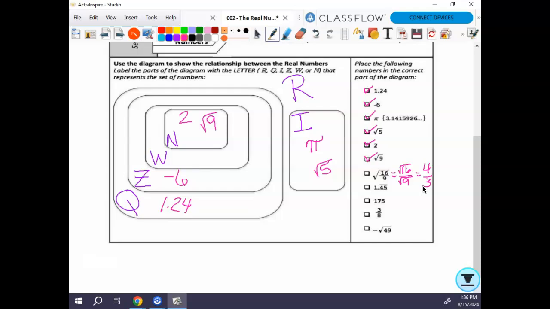So where does that go? What do you think? Rational. Very good, because I can make a ratio out of it. So that's square root of 16 over 9. .45 repeating.